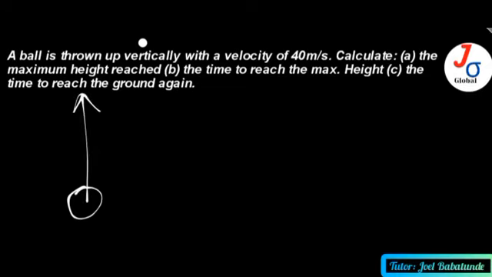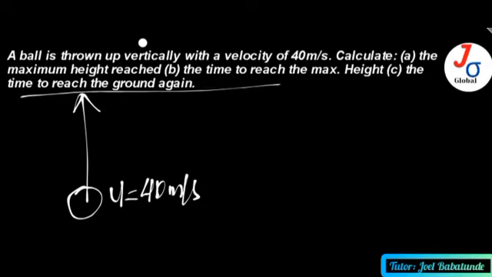So with an initial velocity of 40 meters per second, starting from the ground upwards, calculate the maximum height reached. What is that maximum height it's going to get to before it drops back down? We already said that at maximum height, the speed has to be 0 meters per second.